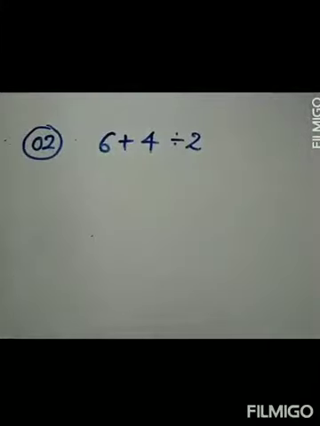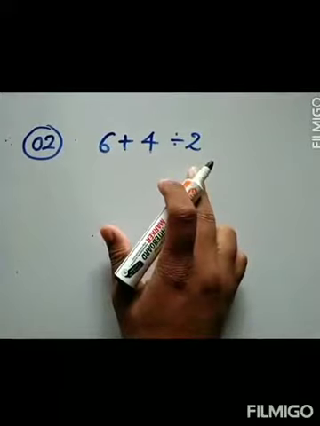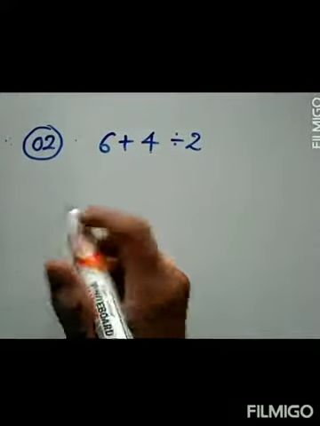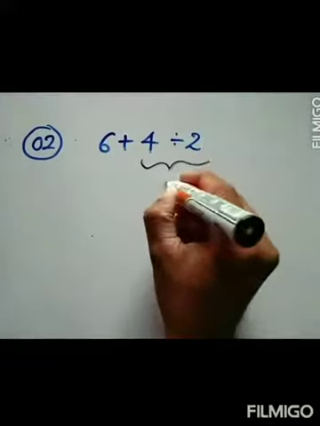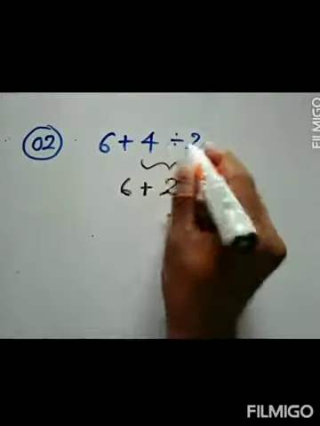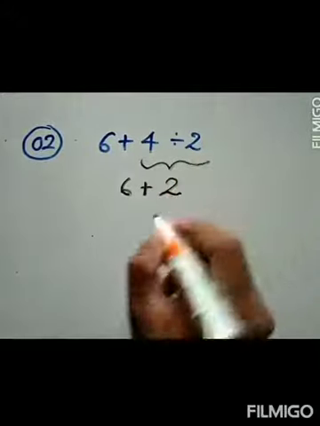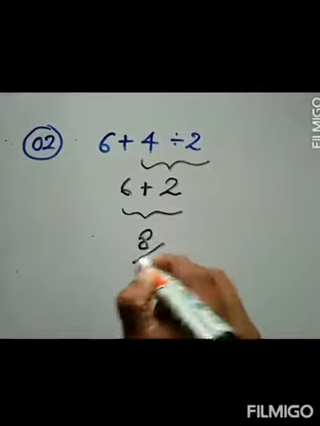Second question they have given that find the value 6 plus 4 divided by 2. That means you have to do firstly the division. 4 divided by 2, it's 2. Then you must add 6 to the answer obtained from here. Then the answer is 6 plus 2, 8.